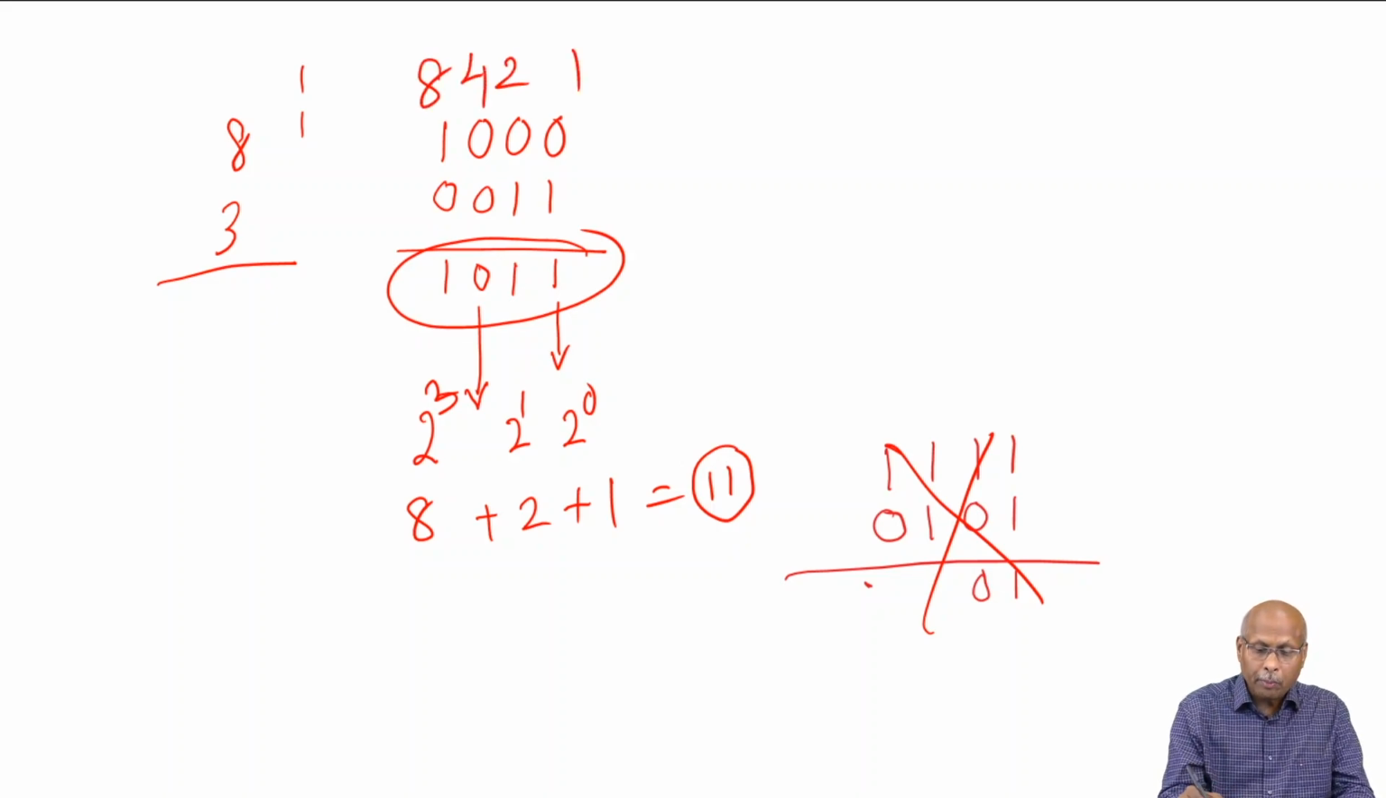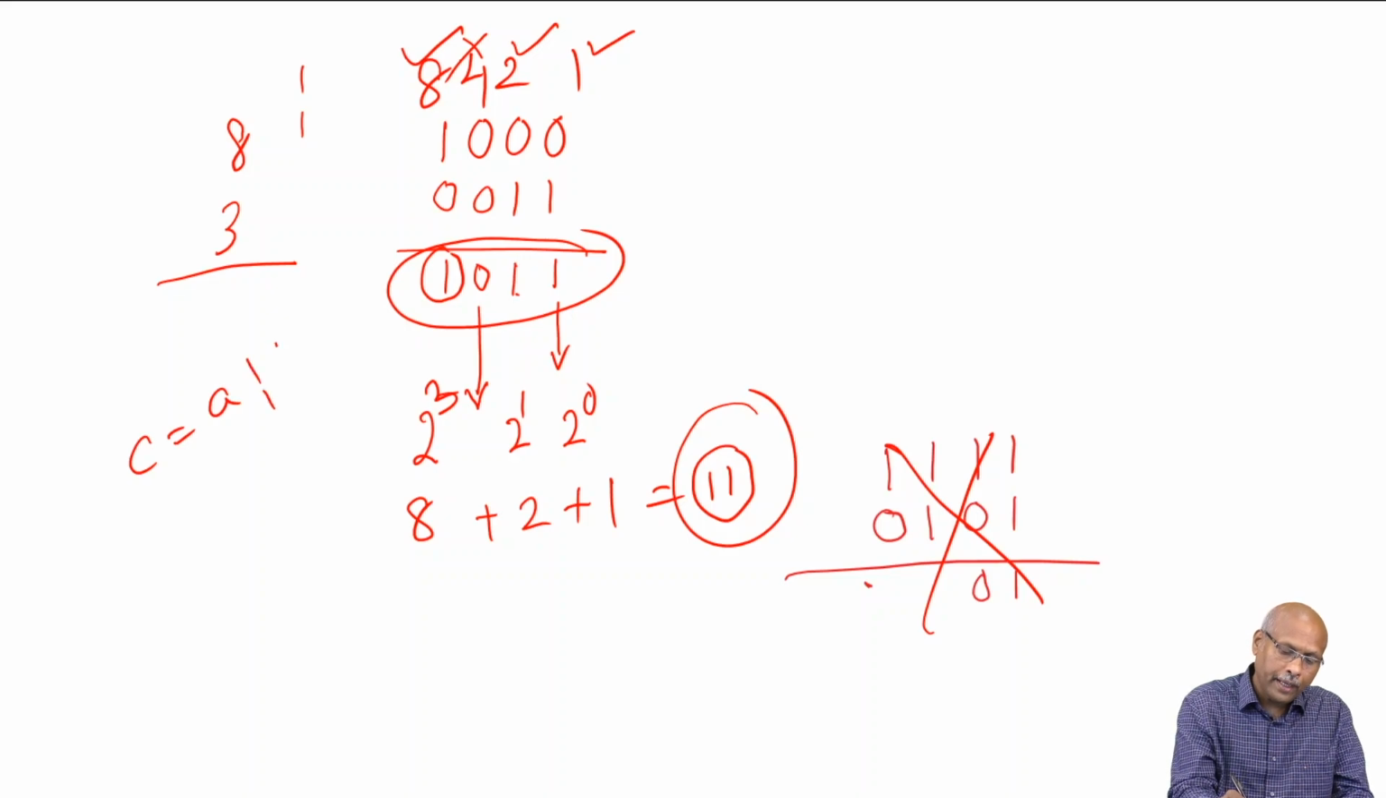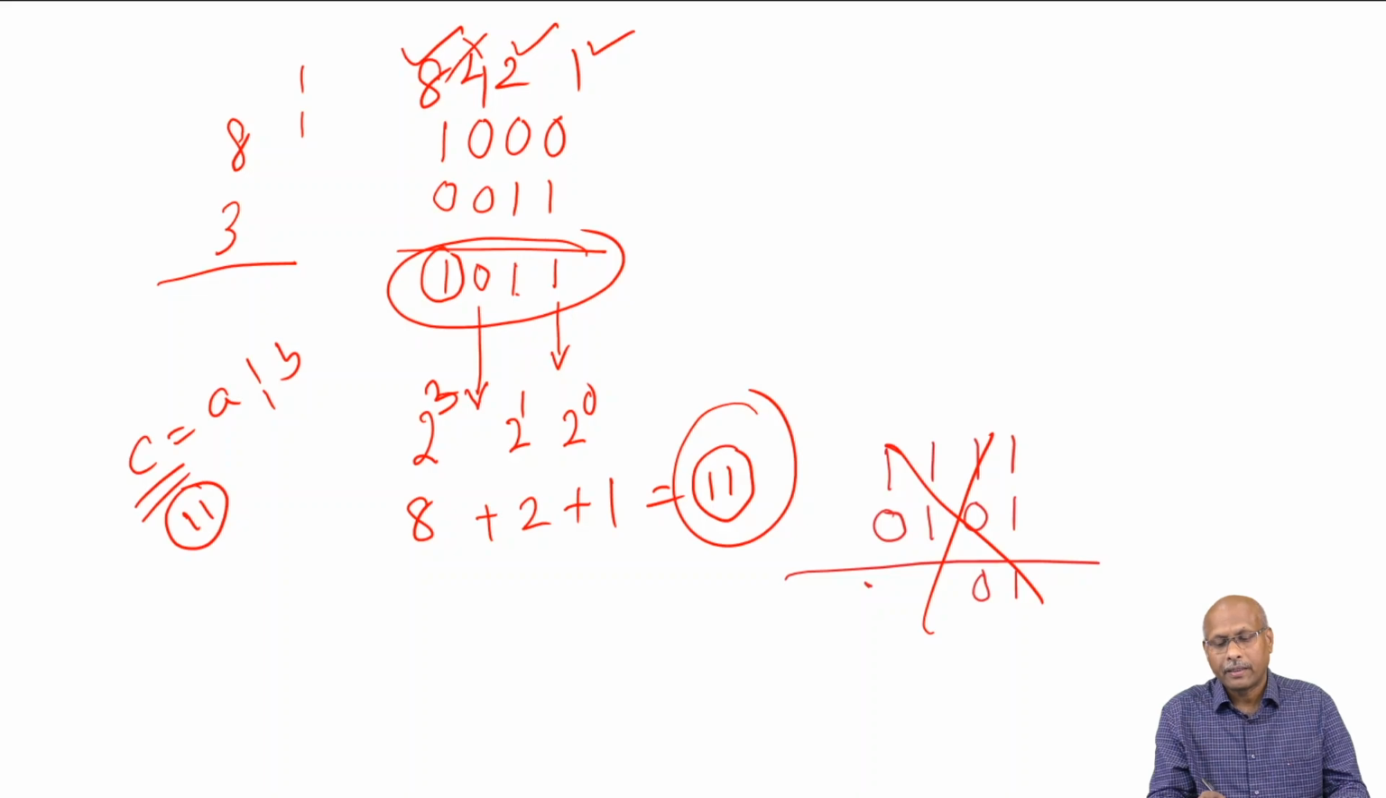Whichever bit is enabled, meaning 1, you take that value. Here 1 is there, so 8 is enabled. 0 means don't count. Then 2 is enabled, then 1. So 8, 2, 1. The answer is 8 plus 2, 10, 10 plus 1, 11. So if I execute, I will get 11 for the OR operation. So when I write C equal to A OR B, my C will be 11. This is the way it works.